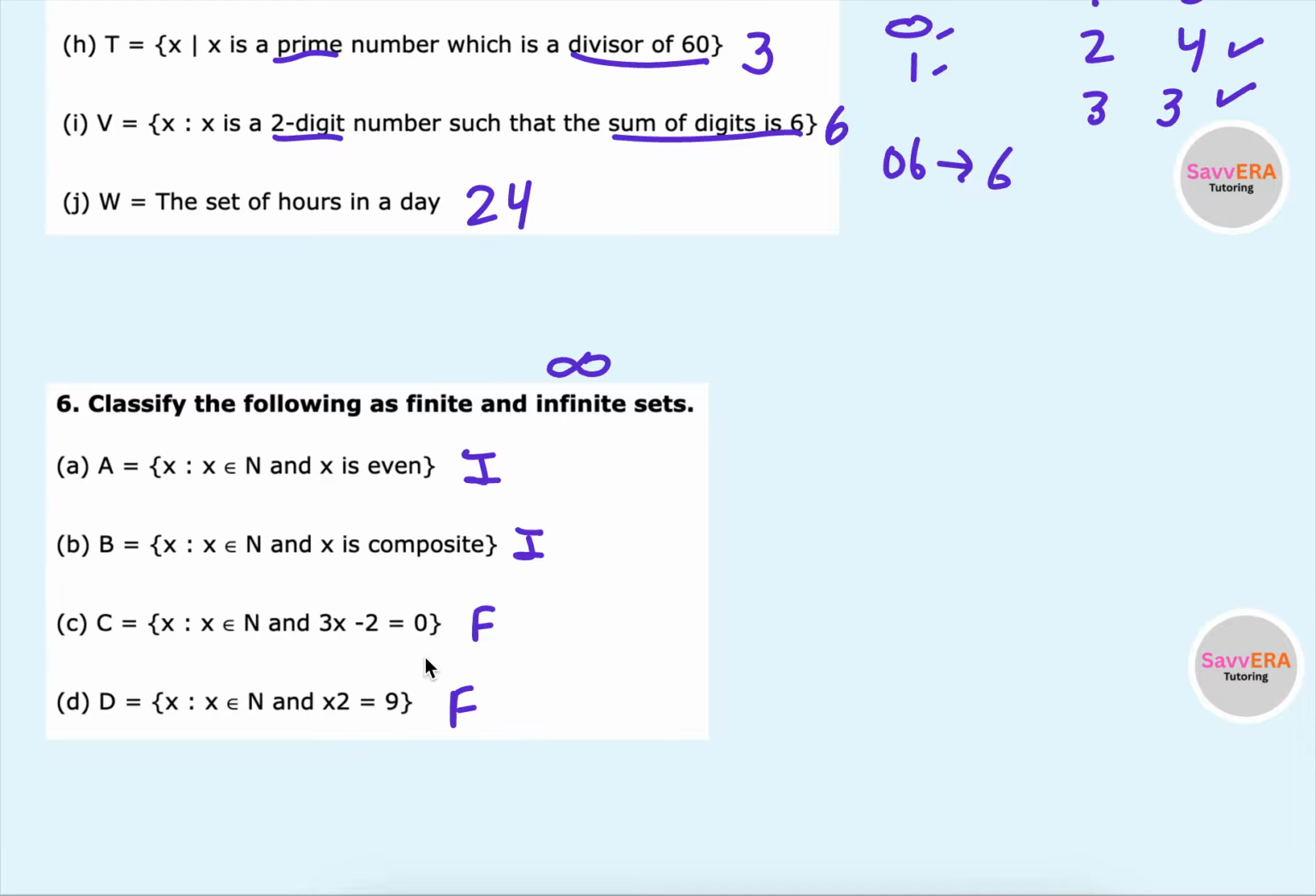Right? And we can see why these are finite, because only certain numbers will fulfill this. Not all numbers will work for this.